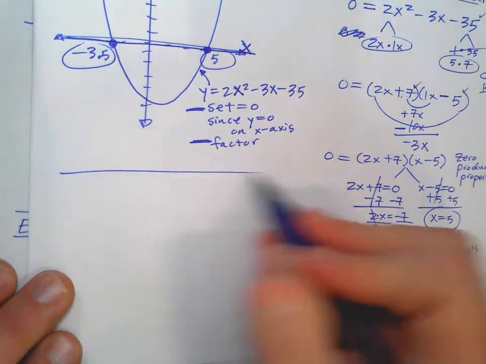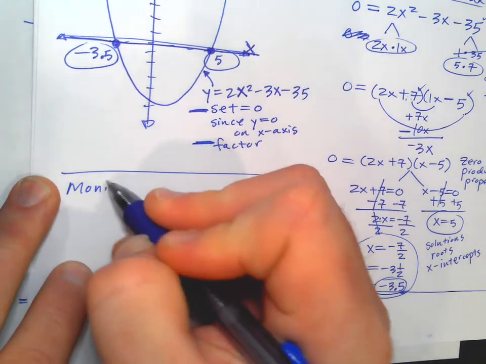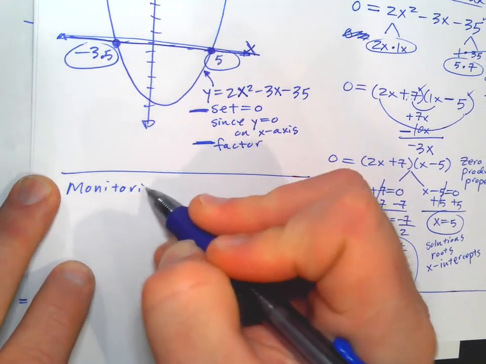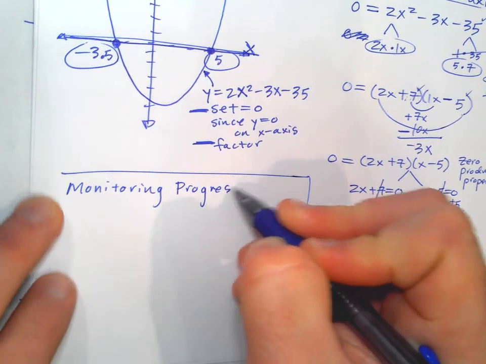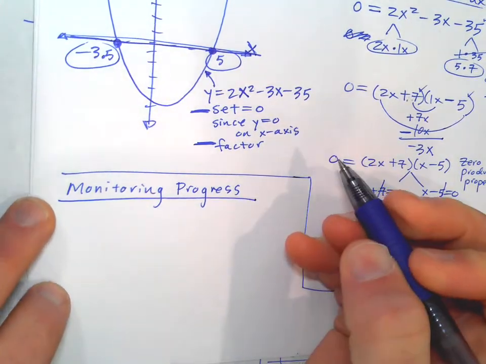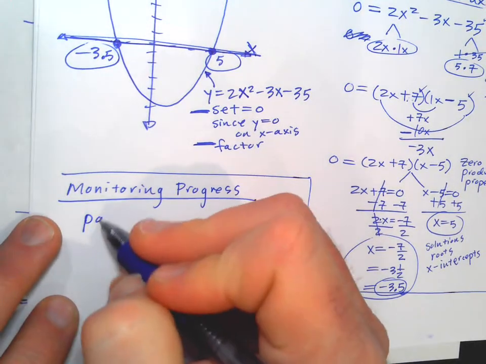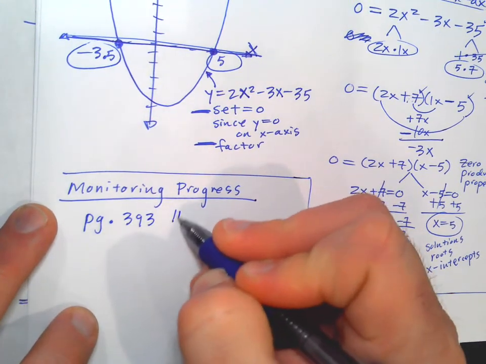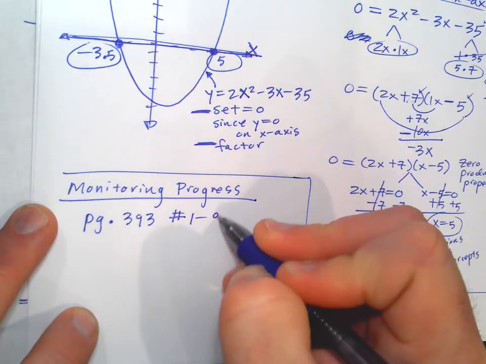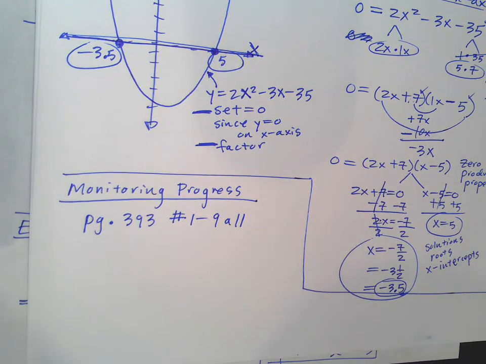Now, today's assignment, in-class assignment, monitoring progress. In section 7.6, starts on the first page of the section, page 393. It's at the bottom of the pages. We're going to do 1 through 9, all. So at the bottom of each page, there's 1 or 2 problems.